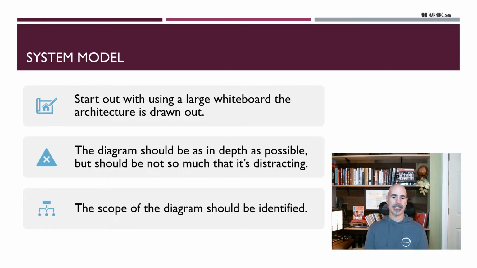The diagram should be as in-depth as possible, but you don't want to create an eye chart. You don't want to make something that's so large that it's unwieldy and you're not able to actually get anywhere with it. One of the rules of thumb that I try to use is that if the organization doesn't have control over how to mitigate a threat with that given part of the system, then it doesn't necessarily need to be in scope.